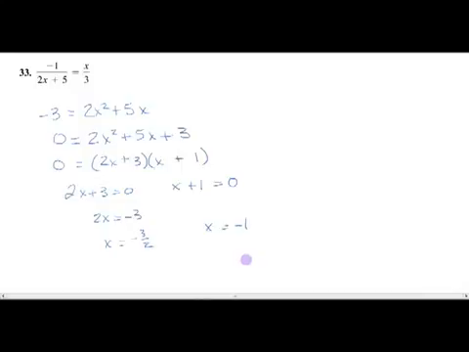Let's double check and make sure those answers are allowable. So we'll look here. If I put a negative 3 halves in this, I'd get a negative 3 plus 5, which is not 0. So we're okay there. If I put a negative 1 in here, that's a negative 2 plus 5, which is 3, which is not 0. So we're still okay with that answer. Both answers work here.